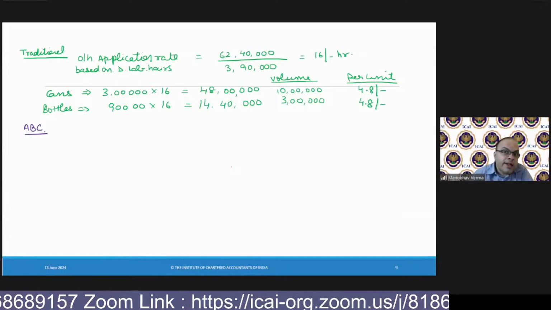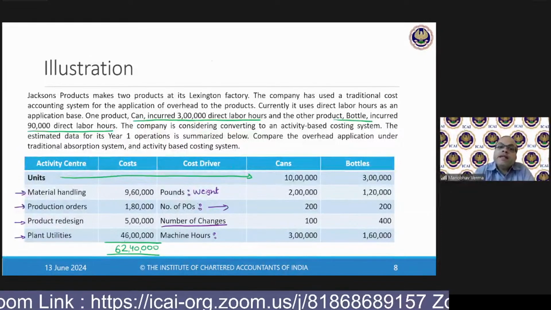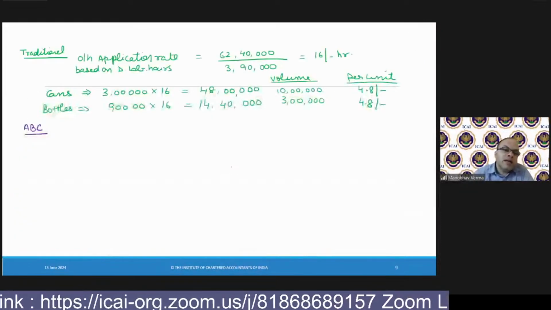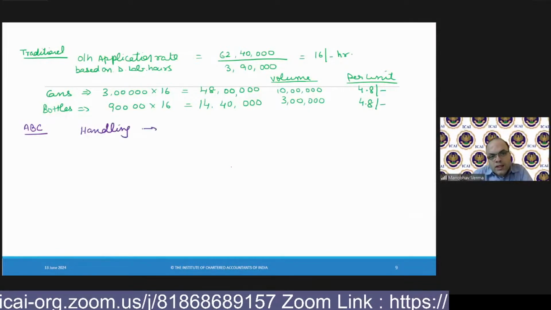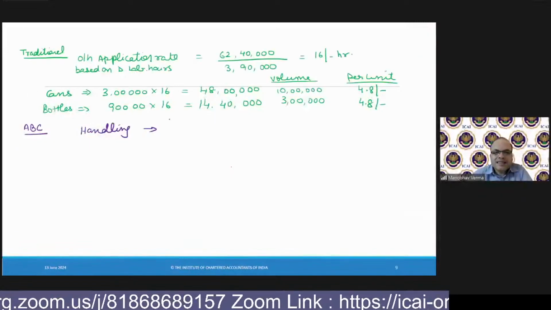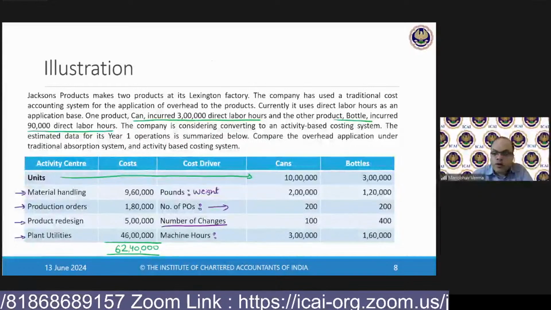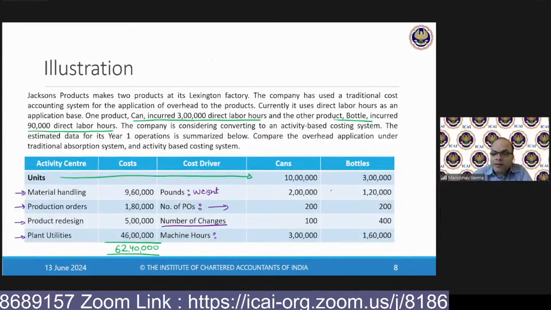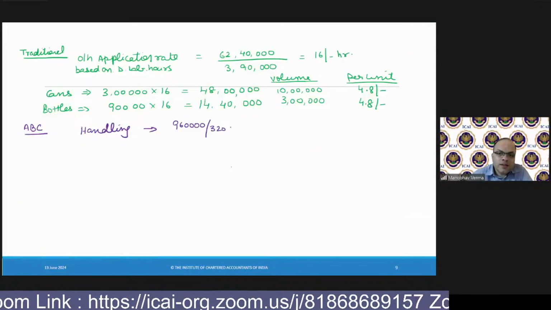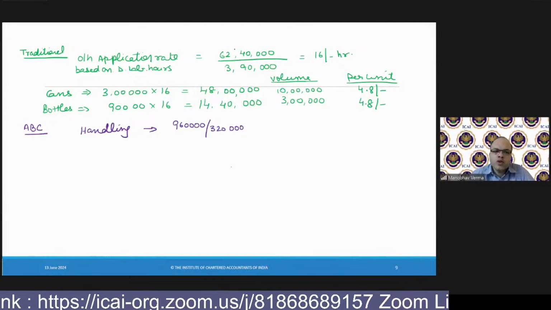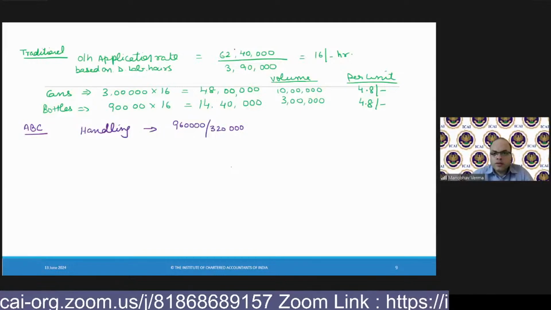Now, under ABC, instead of having one overhead application rate, we'll be having multiple application rates for respective activities. So, for example, the first one is material handling here. What is the handling cost given to us? 9,60,000. What is the total of the weights we are getting? Can we add them up? 2 lakhs plus 1,20,000, so you're saying 3,20,000 here. So if I were to allocate this cost, my answer would be 3 per pound.